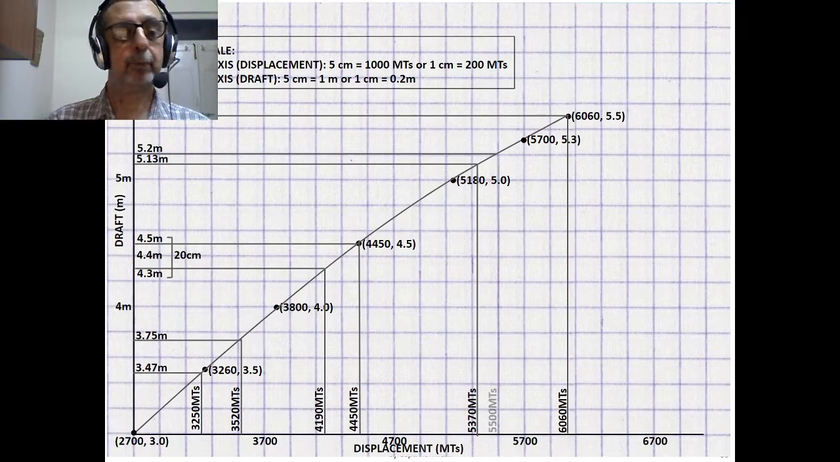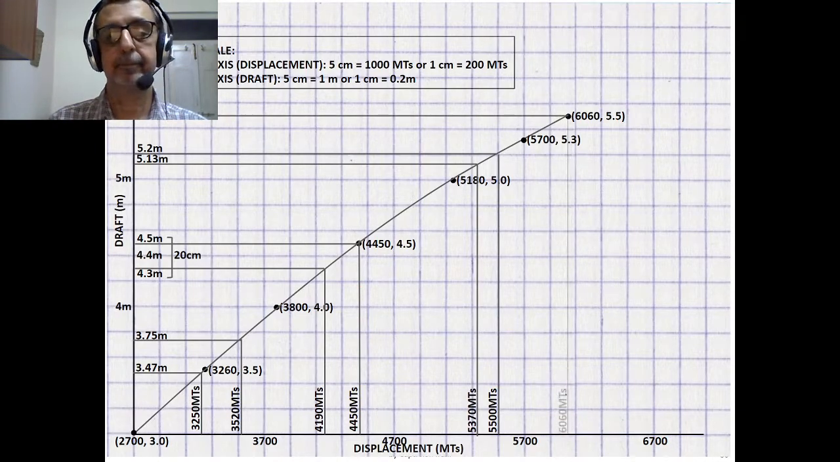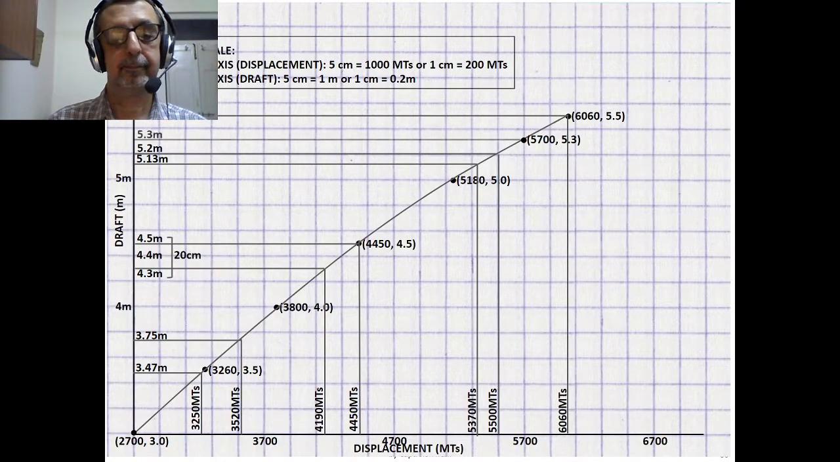At 5.2 meter draft, we have a displacement of 5,500 metric tons. At 5.3 meter draft, we have a displacement of 5,700 metric tons. And at 5.2 meter draft, we have a displacement of 5,500 metric tons.